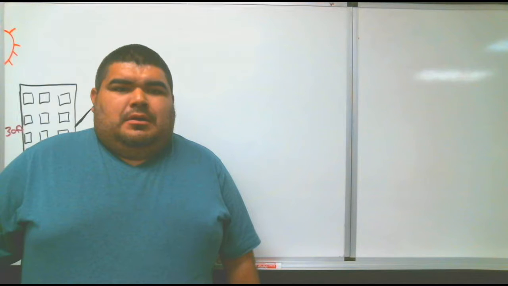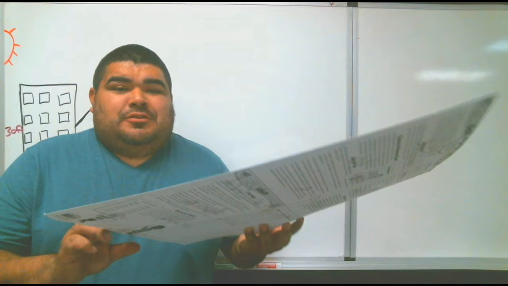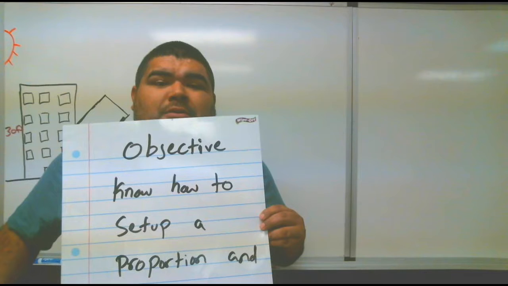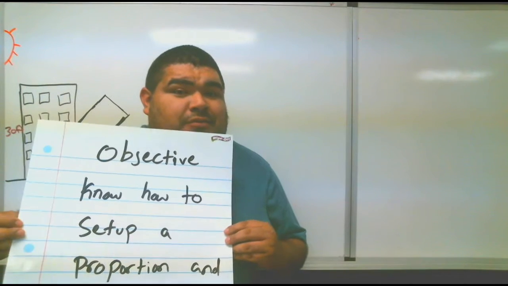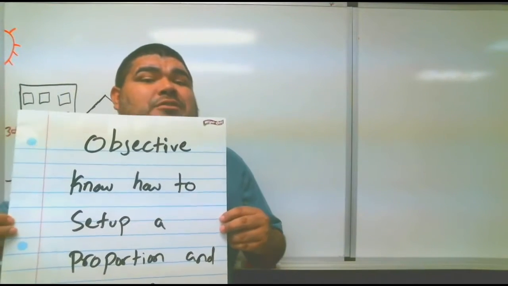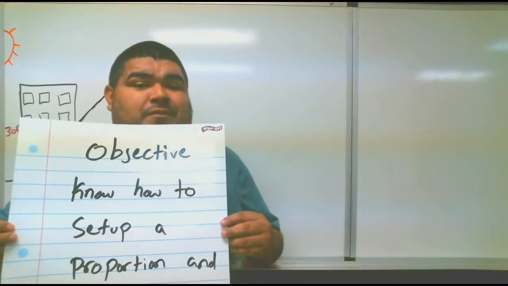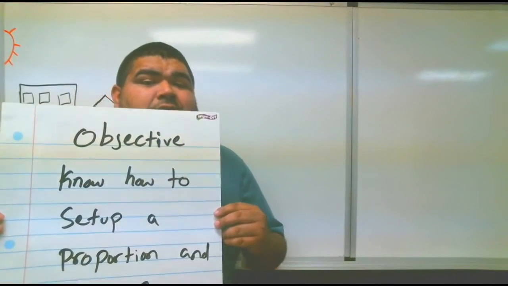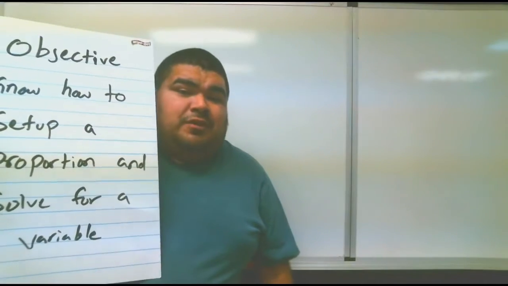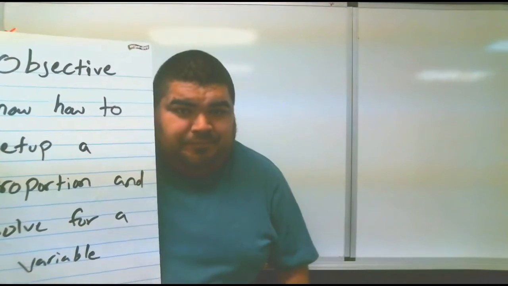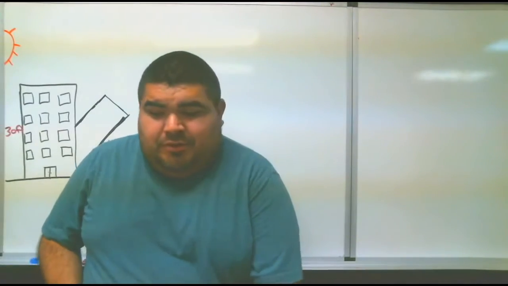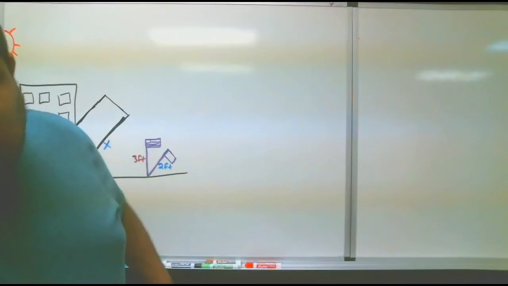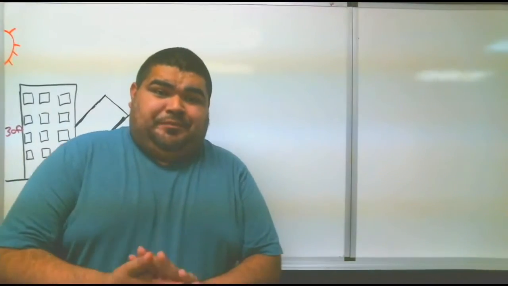Today, we're going to learn about proportions. Our objective for today is to know how to set up a proportion. It is very important to know how to set it up, because if you don't set it up right, you don't solve for it correctly. And to solve for a specific variable. So, it's a little two-parter: to know how to set it up and how to solve for the variable.